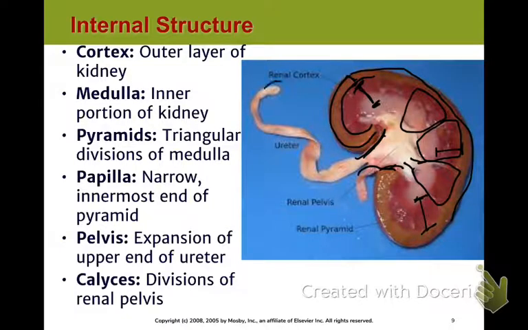So this is the ureter. This is the tube. Okay, it's a tube, and here it's flattened. But the urine is produced up here in the renal pyramids, drains into the renal pelvis, and then eventually makes its way down the ureters.